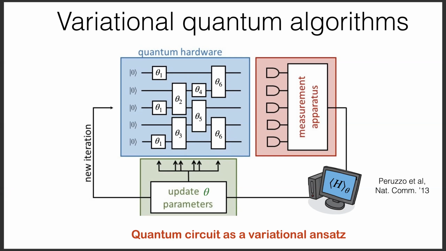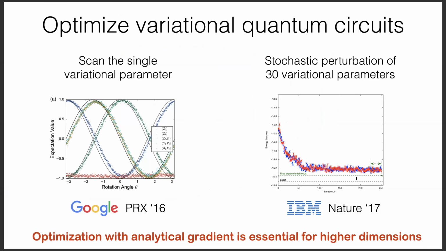And this is the so-called variational quantum eigensolver that you may use to solve quantum mechanics problems. And in the current realization of those algorithms, typically the number of variational parameters is small. For example, in Google's experiment, they only have one, so they just scan that parameter and look for the minimum.